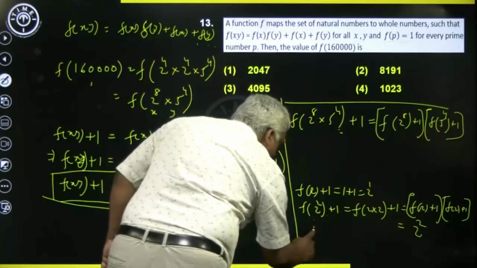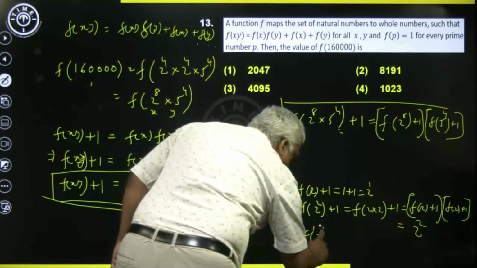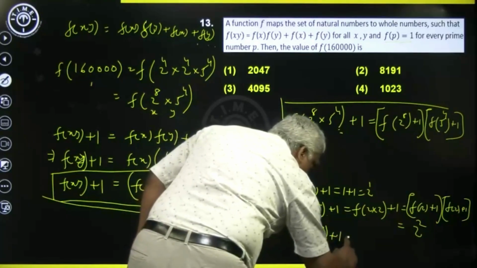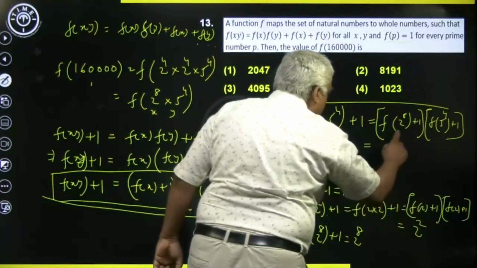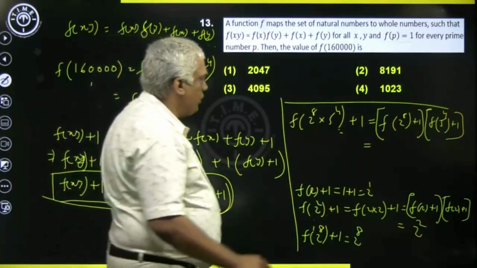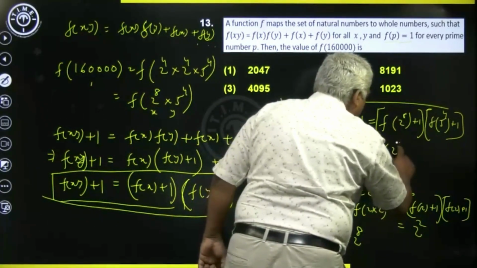In the same way, we can say f of 2 to the power 8 plus 1 will be 2 to the power 8. So, this bracket will be 2 to the power 8.